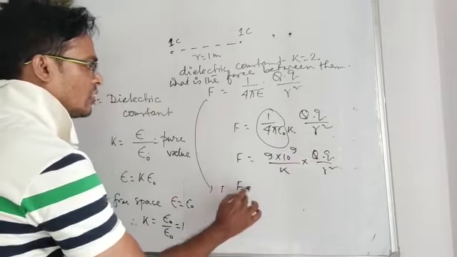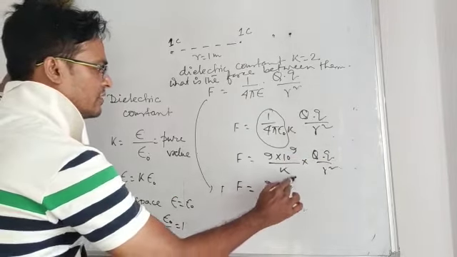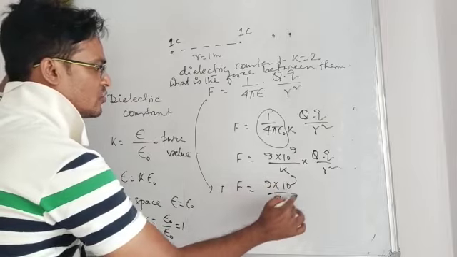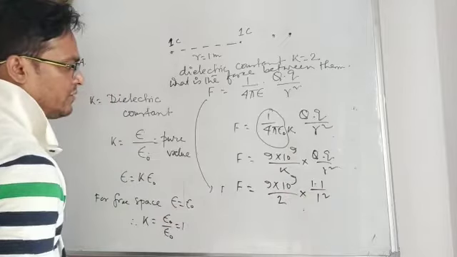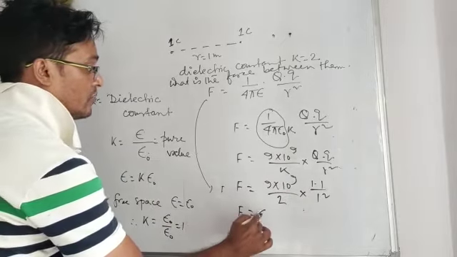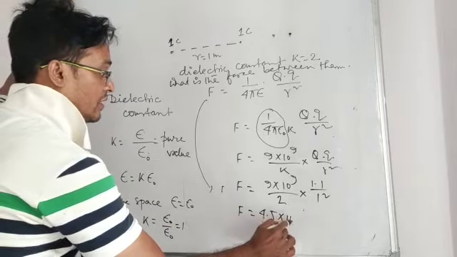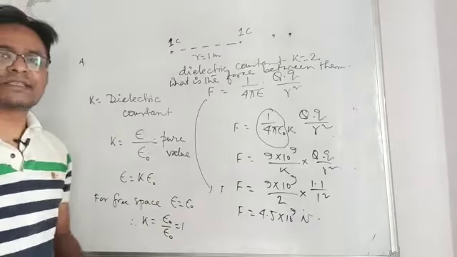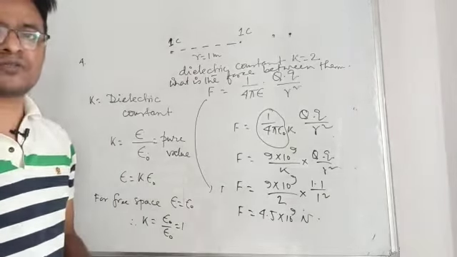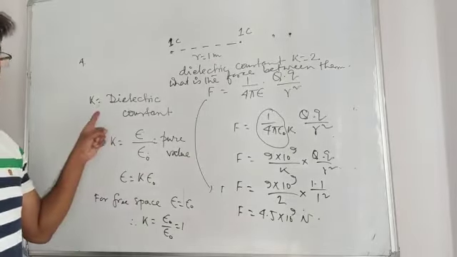What I have to do now? I just have to put the values. K is given as 2, this is 1, and this is 1. So it becomes 4.5 into 10 to the power 9 Newton. So it becomes easier to remember. That's why the concept of dielectric constant is brought.